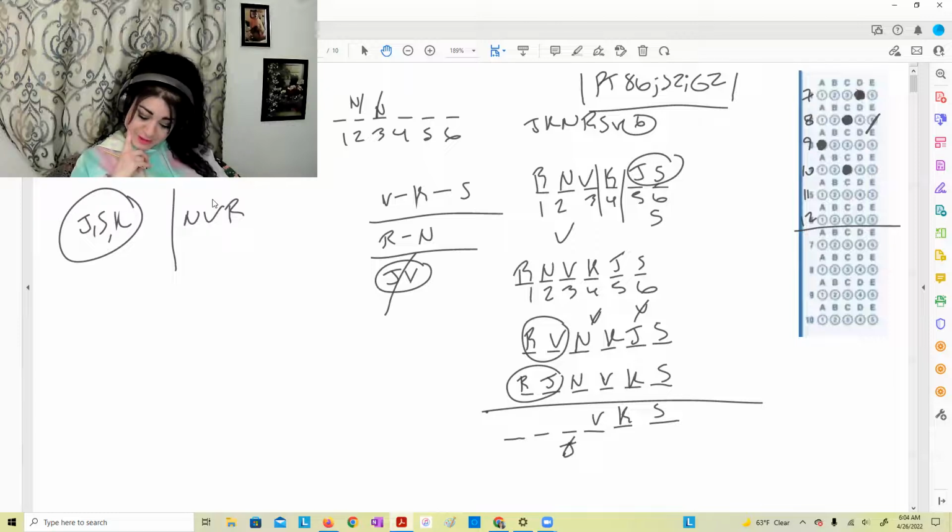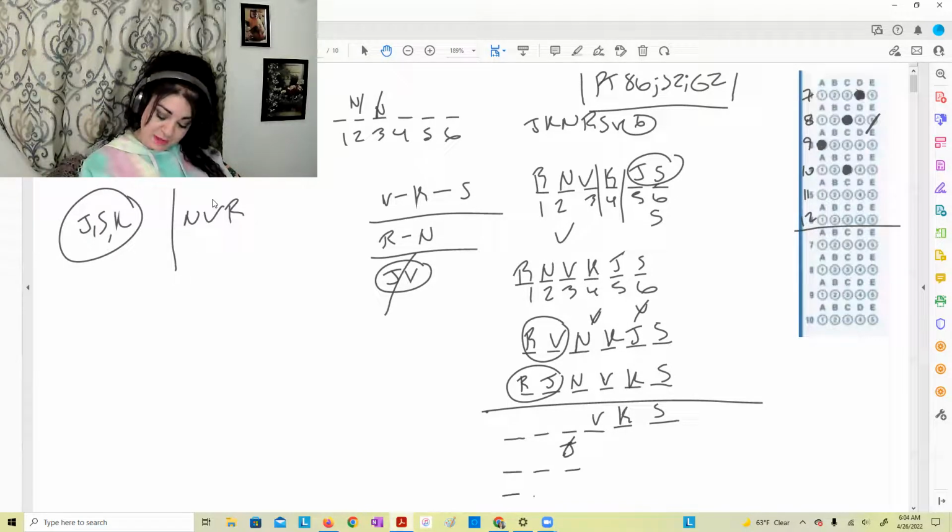I also know that R needs to be before N. Here's what I'm basically looking at. Those first 3 spots need to be filled by J, R, and N. There's going to be several ways to do that. J could be in the 2nd spot, in which case R and N would be like this. J could be in the 1st spot, in which case, let me erase something.